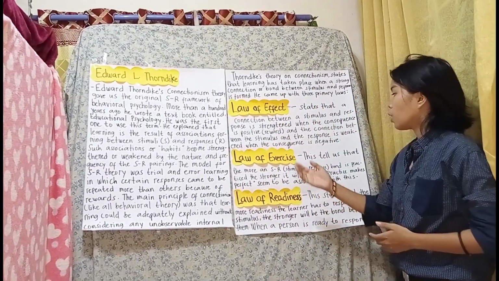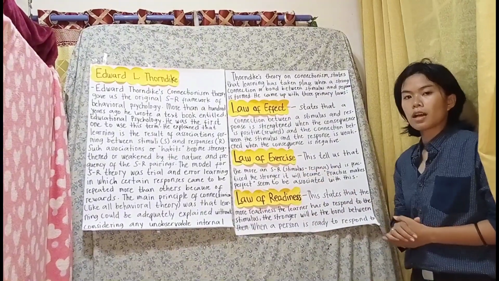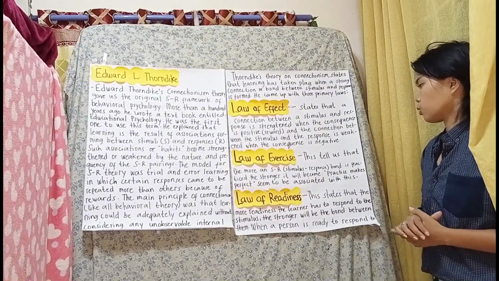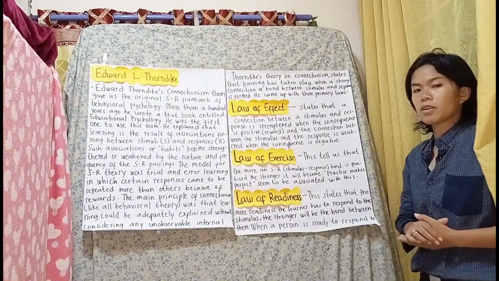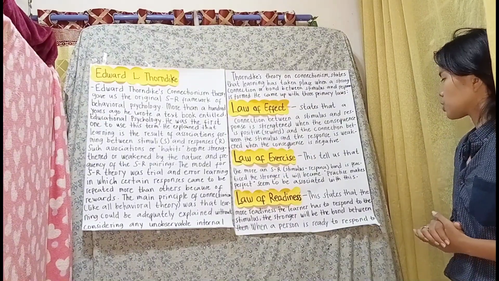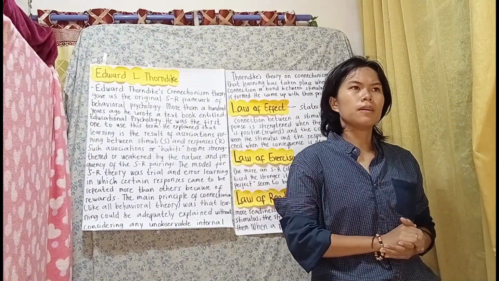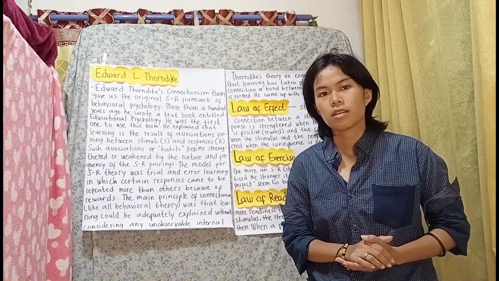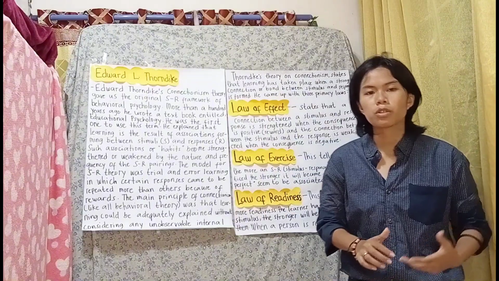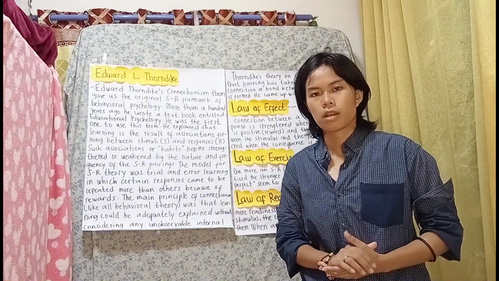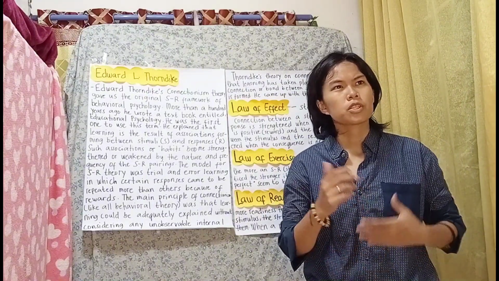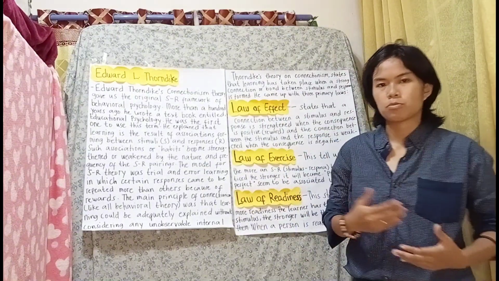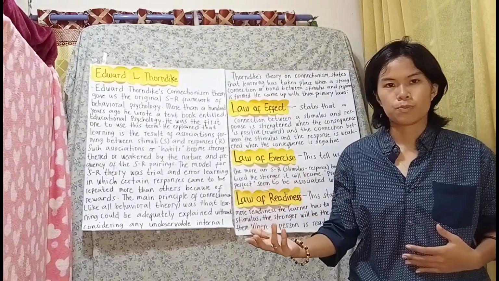Next, the law of exercise. This tells us that the more an S-R bond is practiced, the stronger it will become. Practice makes perfect. The more we practice the connection between stimulus and response, the stronger it becomes. But just practicing alone might not always make us better. We need feedback too.